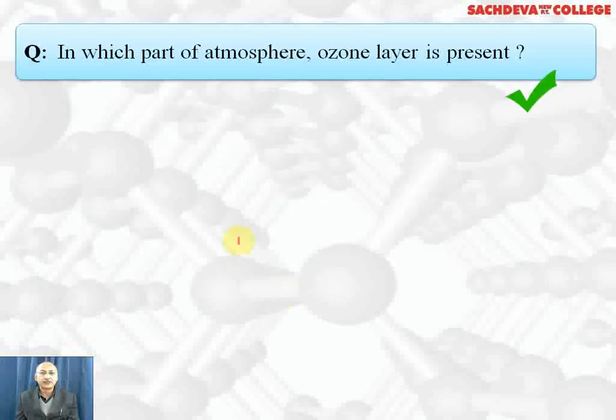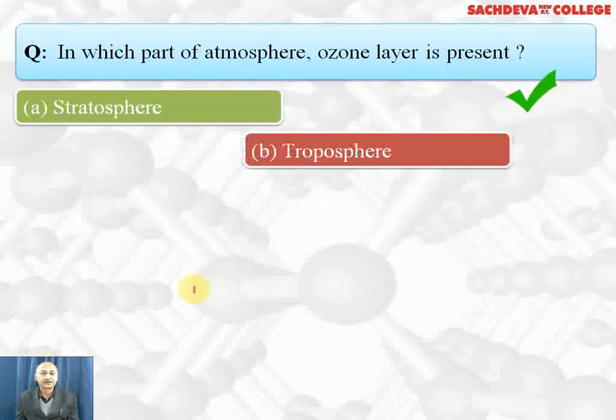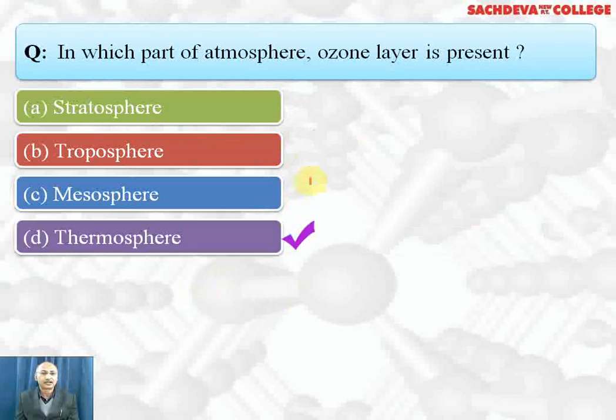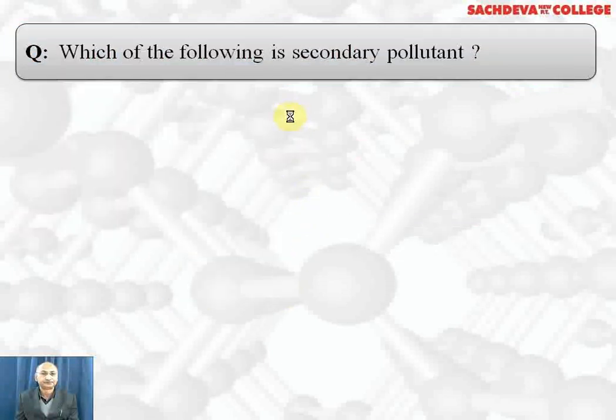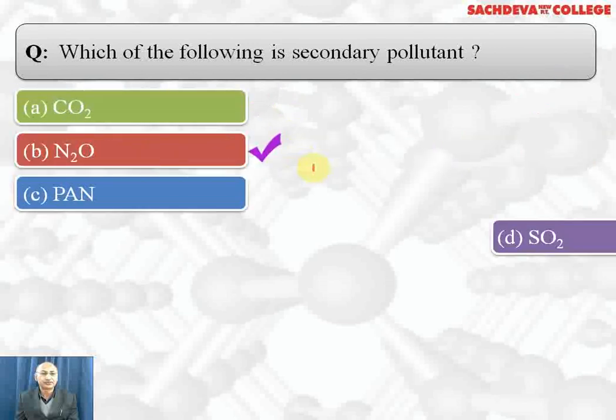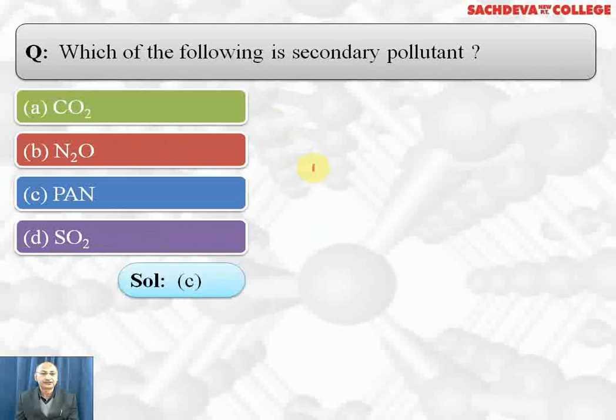In which part of atmosphere is the ozone layer present? Stratosphere, troposphere, mesosphere, thermosphere. Correct answer is stratosphere. Which of the following is a secondary pollutant? CO2, N2O, PAN, SO2. Correct answer is PAN, peroxyacetyl nitrate.